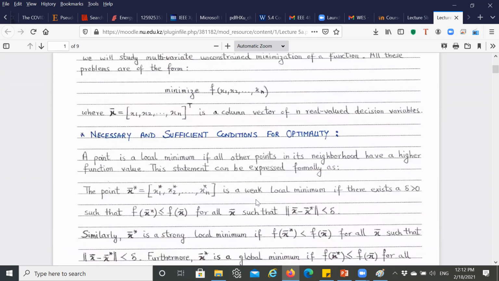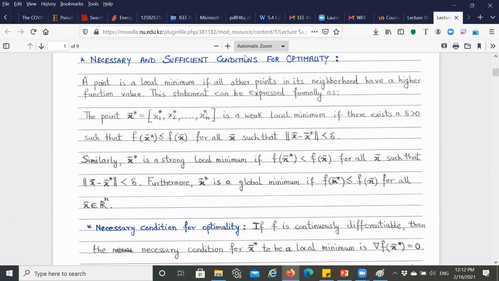But let's assume, so I've actually mentioned the necessary and sufficient conditions over here for optimality. So for this to be a local minimum, what we have to have at this point x star is that the functional value f of x star should be less than or equal to f of x, okay? Such that the Euclidean distance between these 2 points is less than some delta, okay? And it's a strong local minimum if it is strictly less than, okay?